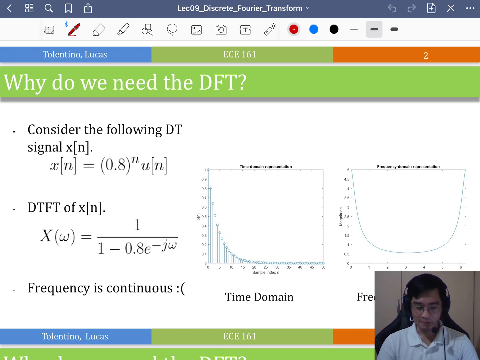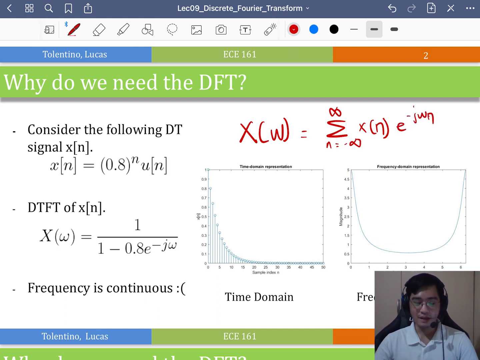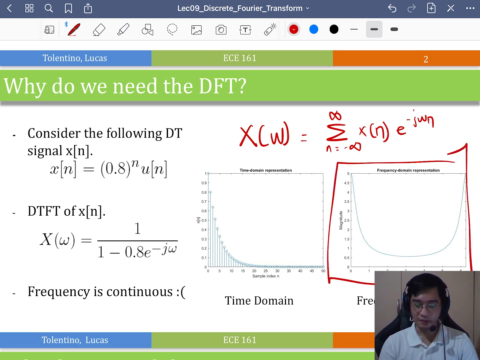So, if you could recall, our formula for that is X of omega equals the summation from n equals negative infinity to infinity of our time domain signal, which is aperiodic, times e to the minus j omega n. This is our DTFT. Okay. So the problem with the DTFT is that our frequency domain is represented as a continuous function. So as such, this is our example.